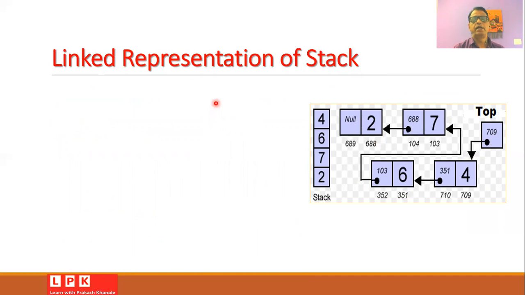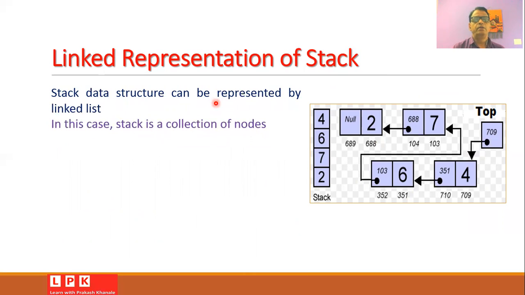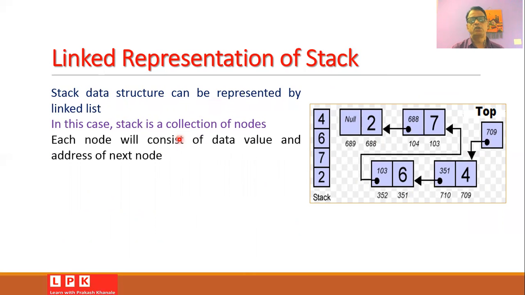So it is possible that the linked list can be used for the representation of the stack. In this case, the stack will be a collection of nodes. Every node will consist of a data value and the memory address of the next node. As shown in this diagram, this is a stack which consists of the values 2, 7, 6, and 4. And the top will point to the top element 4.